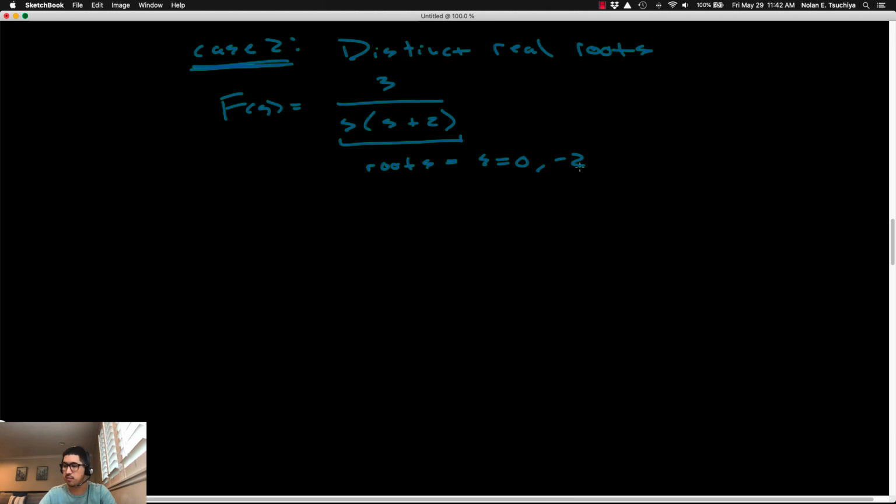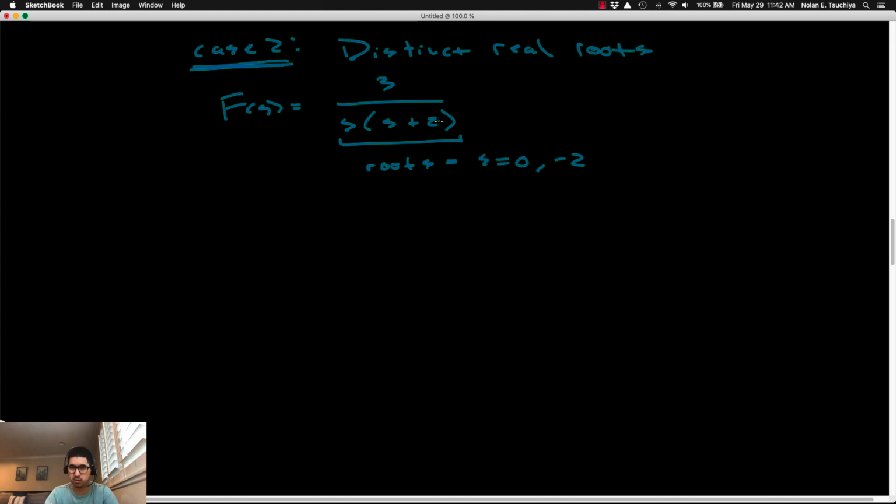So 0 and negative 2, that is what puts us in this classification of distinct real roots. Anytime you have a scenario like this, you should look at the denominator of the S-domain function to classify what case it is. In this case, and in fact in cases 2, 3, and 4, in all subsequent cases, the whole point is basically to reduce it to a case 1 scenario, right?